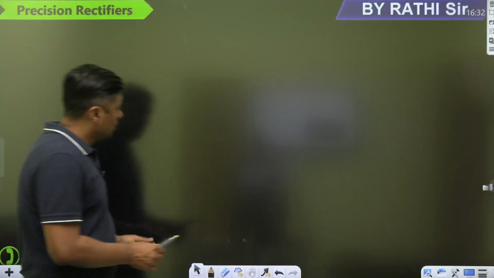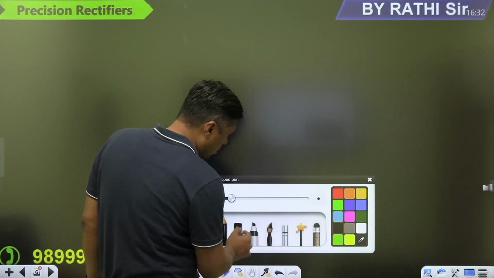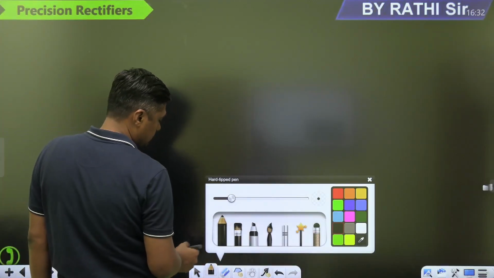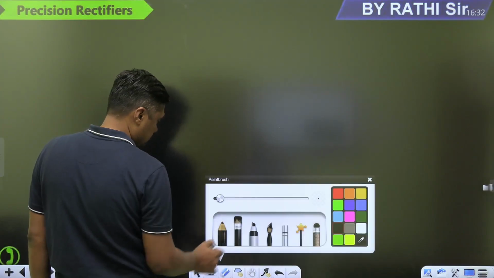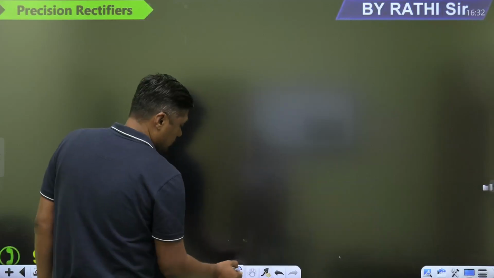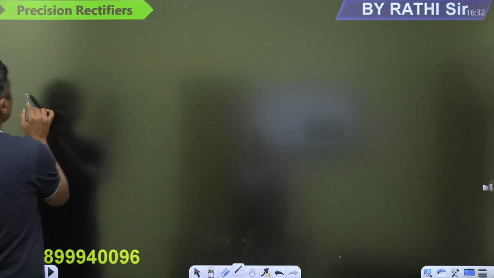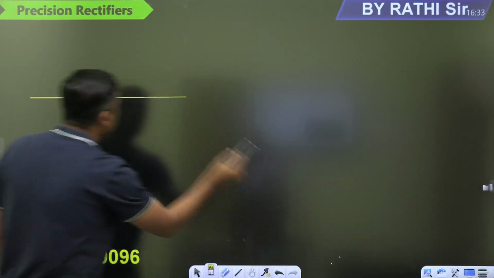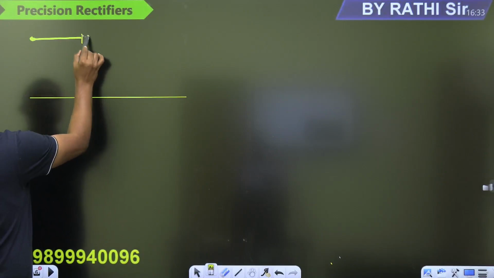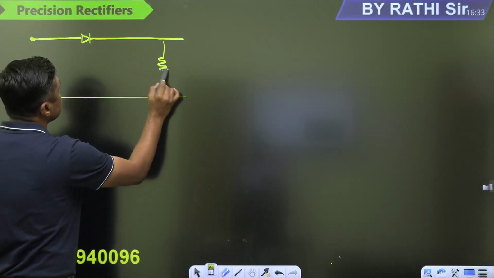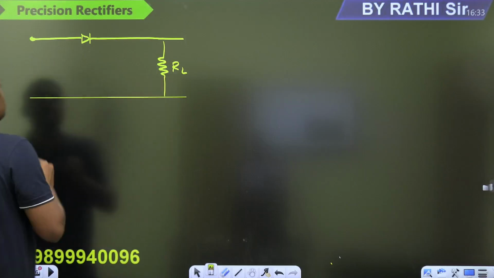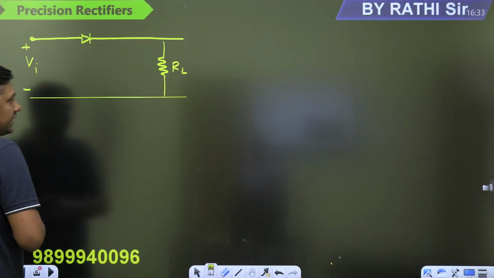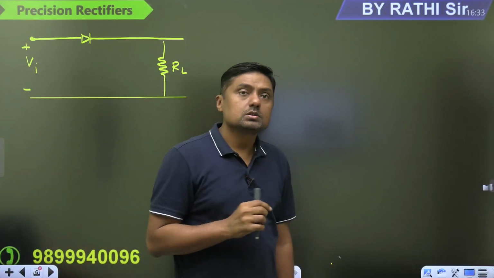First, the simple passive rectifier. What are the limitations of those passive rectifiers, guys? For example, this is the half-wave rectifier with load RL. Now, here we are giving the input and here we are getting the half wave, right?